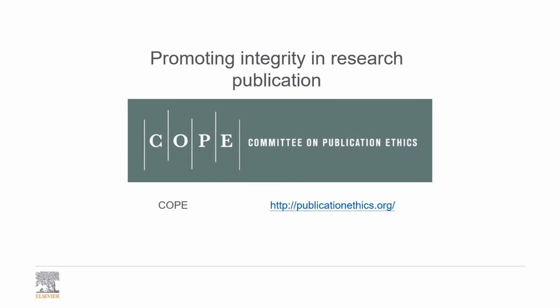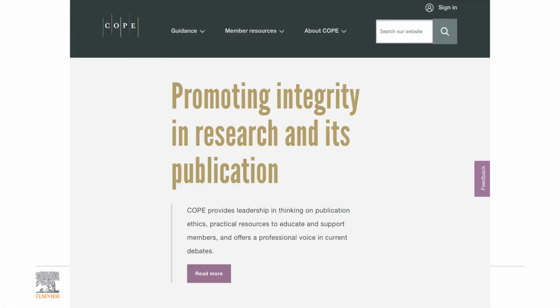The Committee on Publication Ethics exists to promote integrity in research publication. I'll briefly touch on ethics here, although that's the subject of a separate, more detailed presentation. So COPE exists to promote integrity in research and its publication, and it does this by producing training, policy documents or guidance for authors, editors and for reviewers, and also guidance for editors on how to deal with unethical practice.